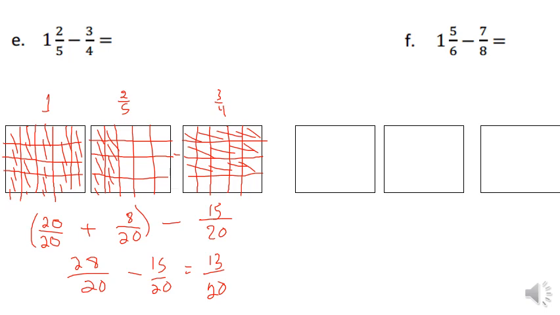Now 13 is a prime number, so it only has a factor of 1 and itself. So unless 26 is a multiple of 13, it is in simplest form, and it's not, so it is in simplest form. Our next problem, we have 1 5/6, and we're going to subtract 7/8.